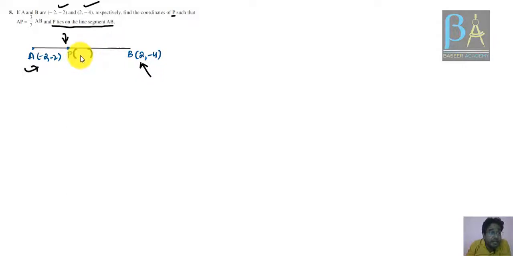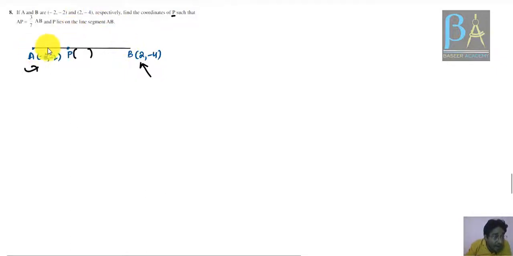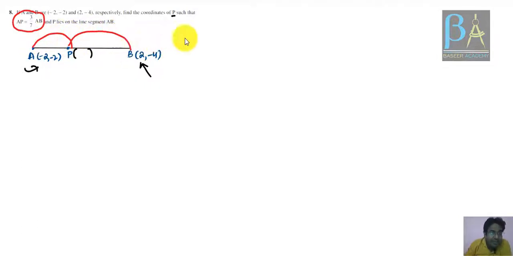When can I find out the coordinates of point P? I can find out the coordinates of point P if I know the ratio in which this point P is dividing the line segment AB. Do I know the ratio? I don't know the ratio yet. But there's a little hint that is given to us to find out the ratio in which the point P is dividing the line segment AB. And what would be that ratio? The ratio would be AP is to PB, isn't it? The ratio in which the point P divides the line segment AB is actually AP is to PB. So let us find out how much AP is to PB.